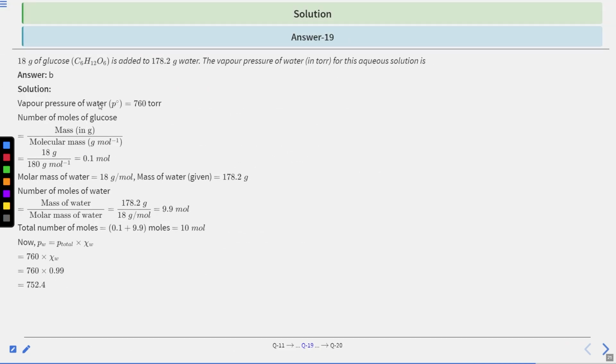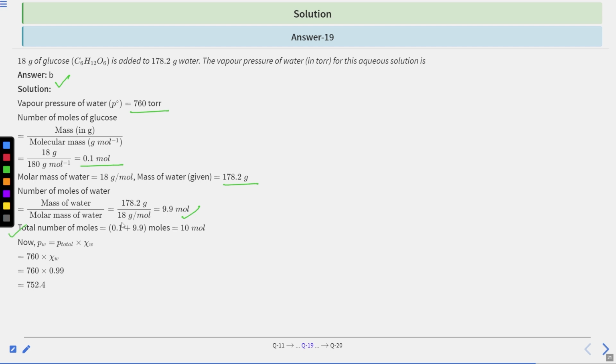Okay, so the correct answer is option B. Vapor pressure of water is given as 760 torr; 1 atmosphere in torr is 760. The number of moles of glucose is mass upon molecular mass, so 18 gram upon 180 gram comes out as 0.1 mole. Similarly, molar mass of water is 18 gram per mole, and mass of water is given as 178.2 grams. So the number of moles of water is 178.2 upon 18, which comes out as 9.9 mole.